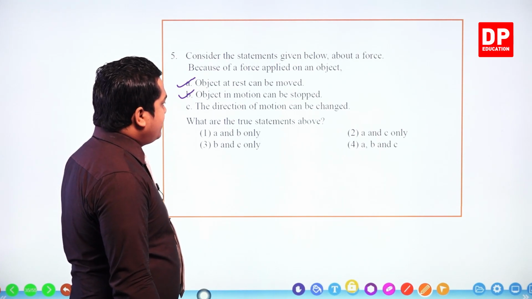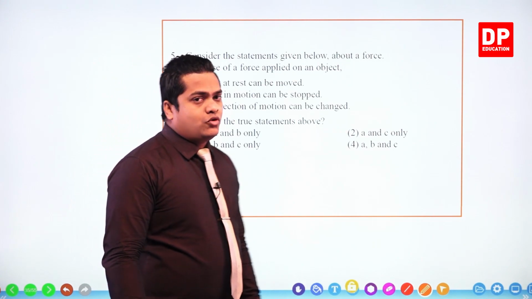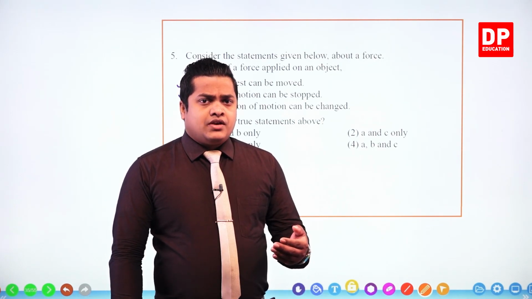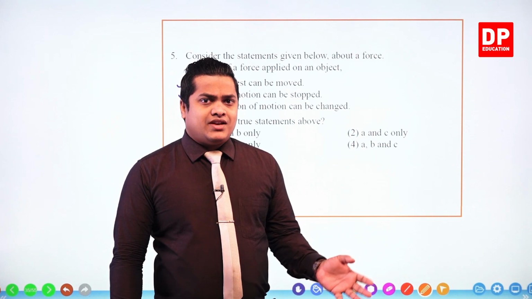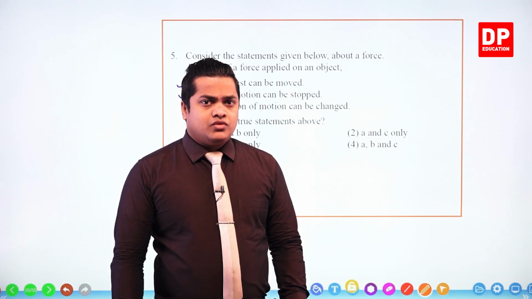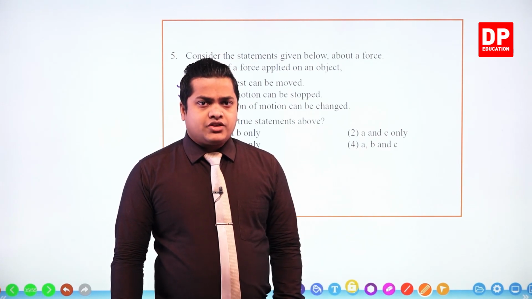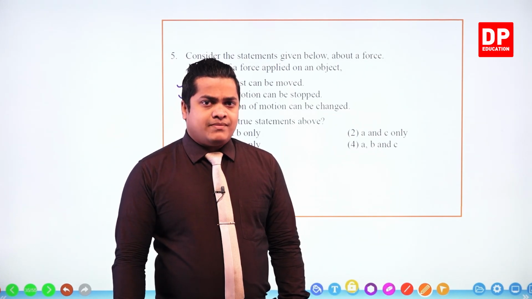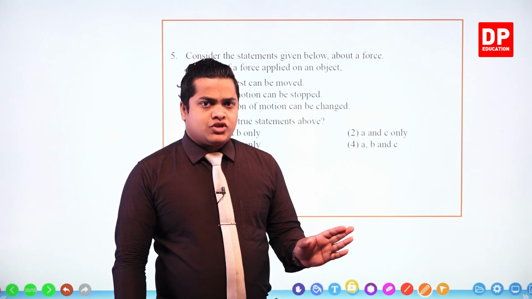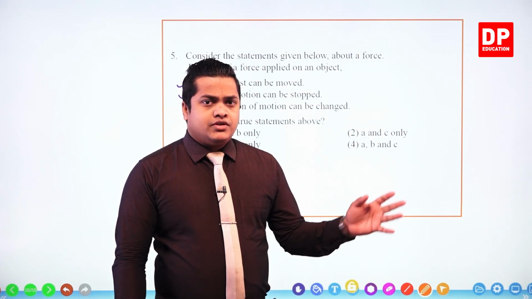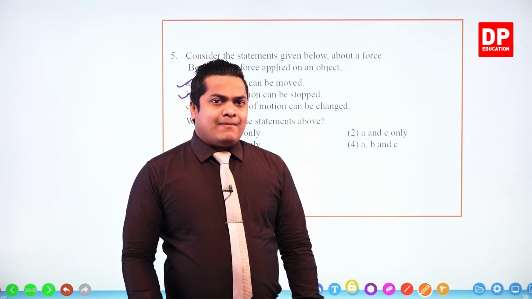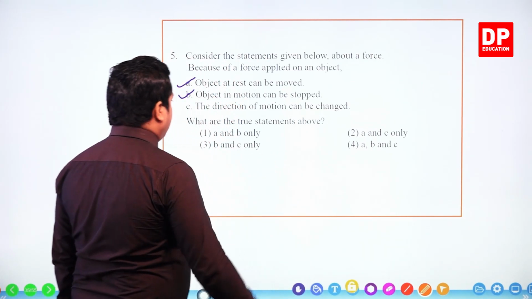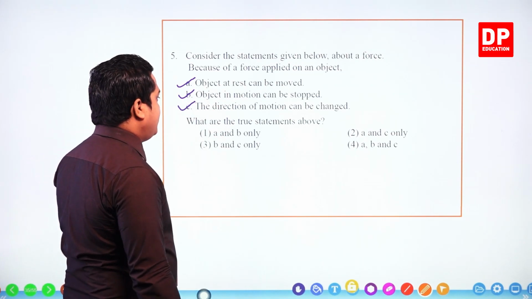Number three, the direction of motion can be changed. Direction of motion can obviously be changed. We discussed this in the beginning of our lesson. If you kick a football towards another player who is coming towards you, the ball goes in a different direction. In cricket, the bowler sends the ball towards the batsman, and the batsman gives a push to that ball to turn it in a different direction. So by applying a force, of course, we can change the direction of a moving object. So it's also correct. The direction of motion can be changed.